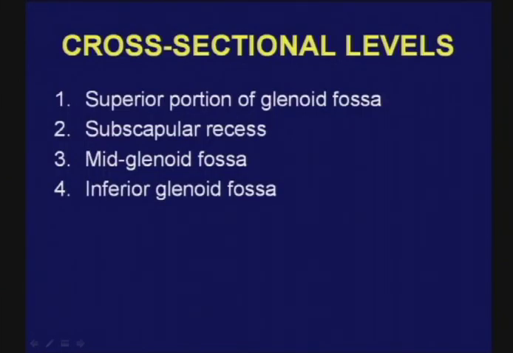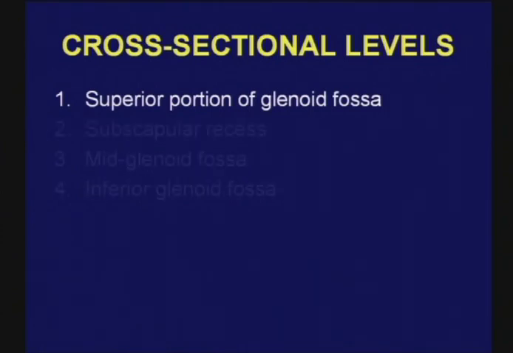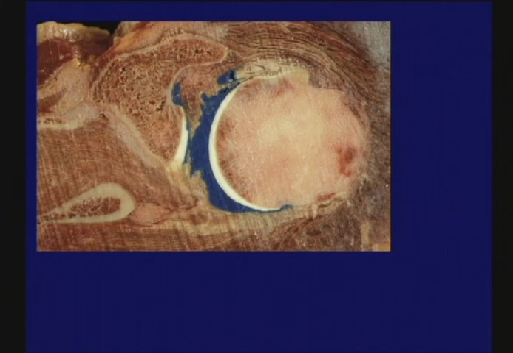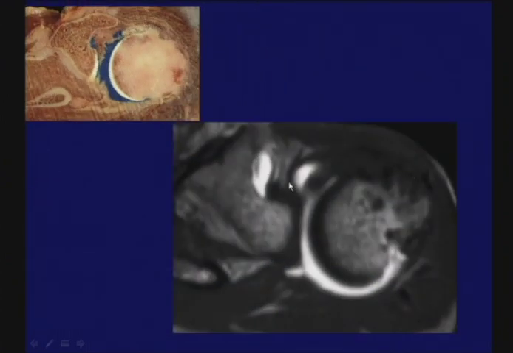And then finally, the cross-sectional level, which I'm going to introduce briefly. This is going to be talked about in great detail when we talk about instability, but there are 4 basic levels we look at. This is the superior portion of the glenoid fossa. This is the level of the coracoid process. In a cadaver, you can see the coracoid process. You see the tissue just lateral to it, representing degenerative labrum and superior glenohumeral ligament. If we go ahead and look at an image, we can see the superior glenohumeral ligament, the labrum, and the biceps. This is level 1 that we look at.